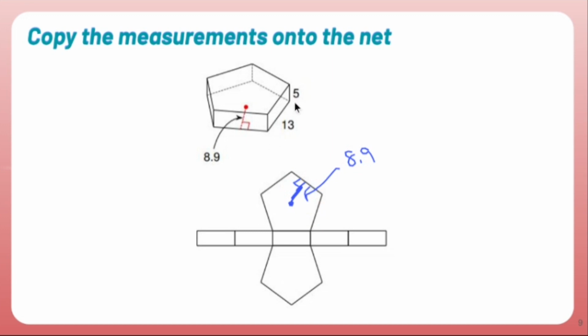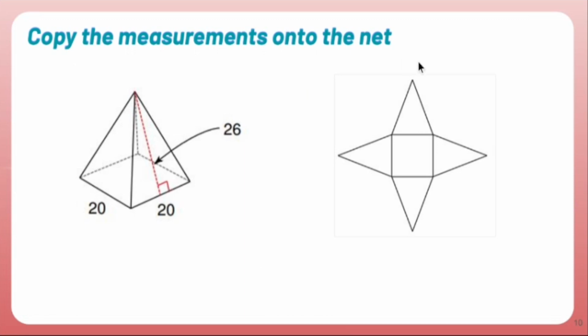It appears to me that each side of the pentagon is 13. And if you really wanted to go crazy, you could label every side 13, but I'm not going to do that. That is the height. We'll call it 5. Okay, but that's me copying the measurements onto the net. Bada bing! Copy the measurements onto the net.